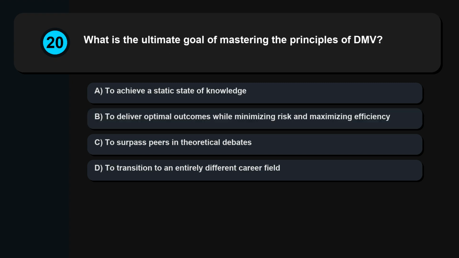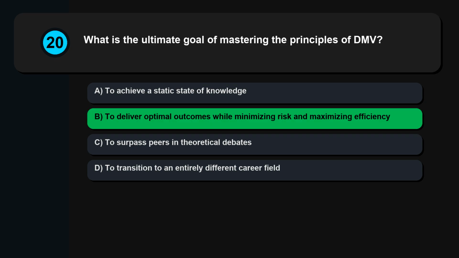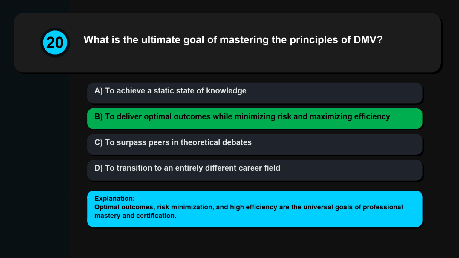Question 20. What is the ultimate goal of mastering the principles of DMV? To achieve a static state of knowledge, to deliver optimal outcomes while minimizing risk and maximizing efficiency, to surpass peers in theoretical debates, to transition to an entirely different career field. Optimal outcomes, risk minimization, and high efficiency are the universal goals of professional mastery and certification.